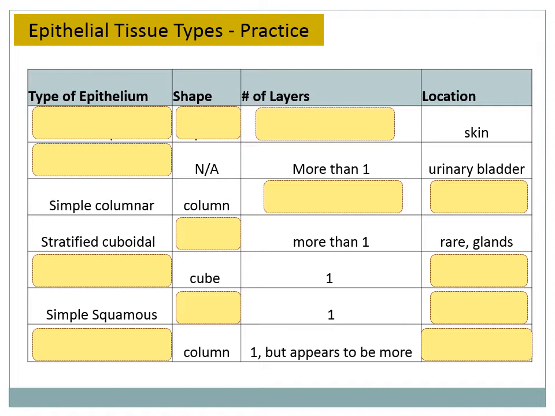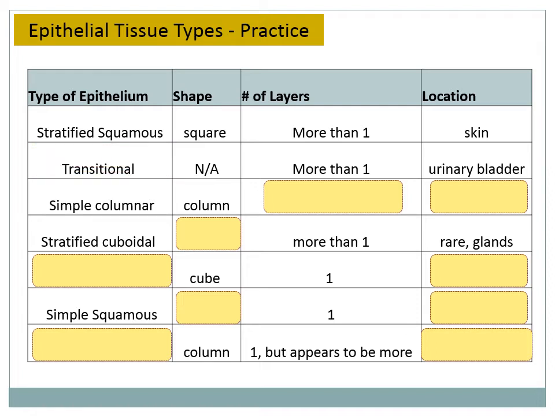All right, so let's go ahead and take a look at these tissue types here. The first row that we have, we know that it's found in the skin. The type of epithelium we find in the skin is going to be our stratified squamous, specifically the keratinized stratified squamous. The shape of the cells is going to be a squash square. Our number of layers, since it's stratified, is going to be more than 1. The next one we find in the urinary bladder. The one we find in the urinary bladder is going to be our transitional epithelium.